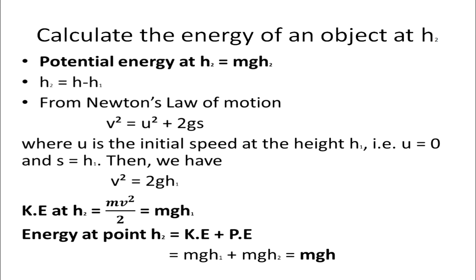Therefore, the kinetic energy at h2 is equal to mv square by 2, equal to mgh1. We got this by putting the value of v square equal to 2gh1. Therefore, the energy at point h2 is the sum total of kinetic energy plus potential energy, which is equal to mgh1 plus mgh2, equal to mgh.